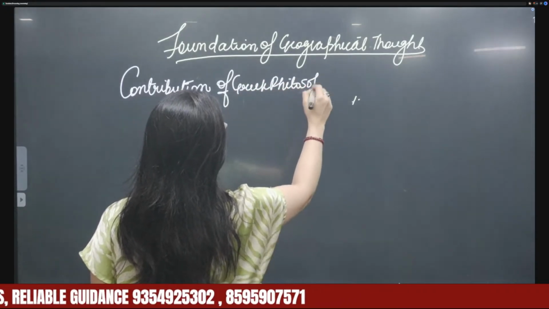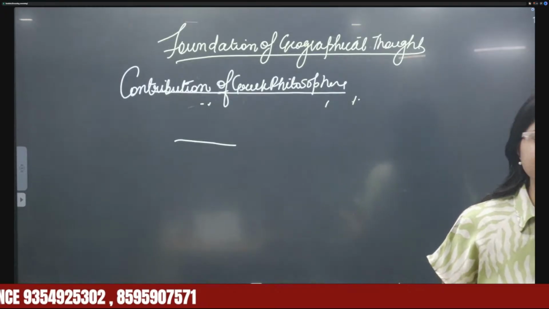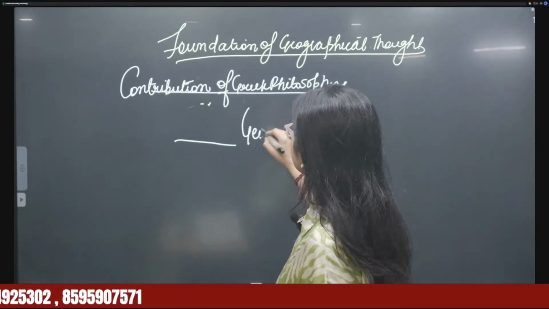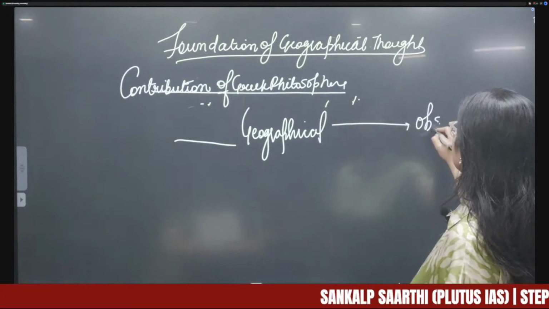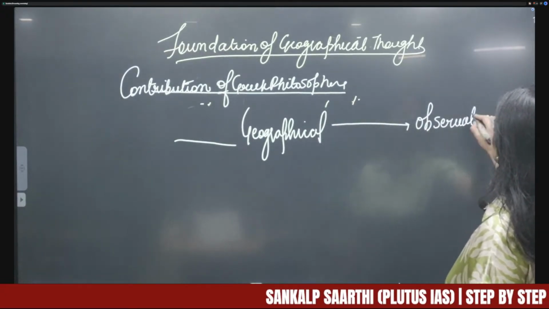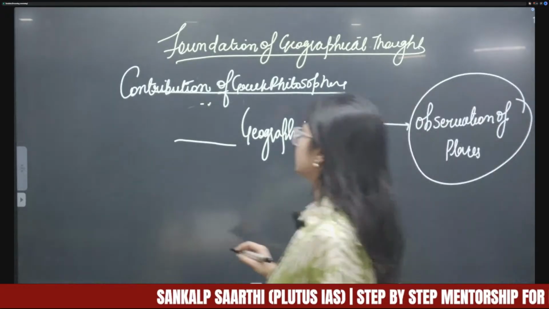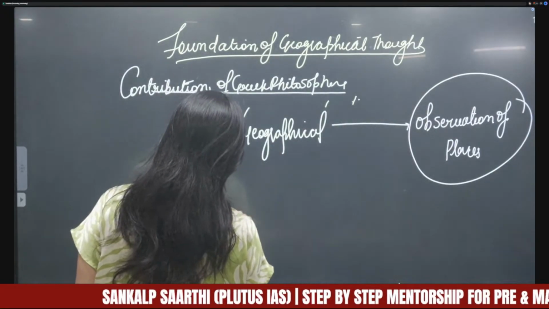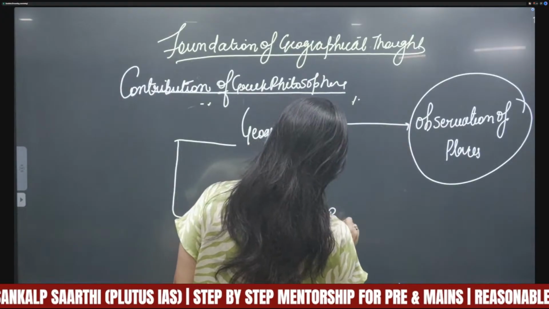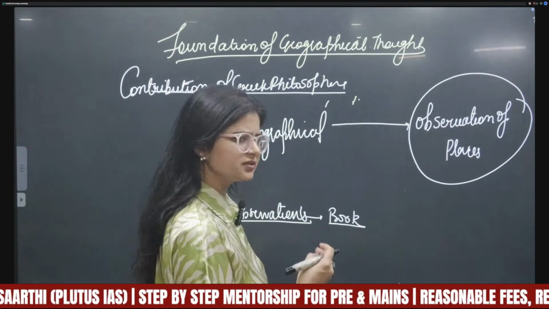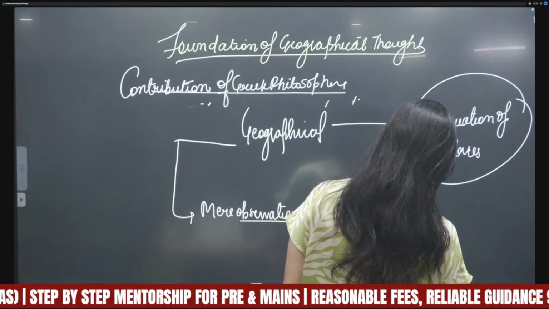So what is the contribution of Greek philosophers? Write down. Why only Greece? I told you, because it was near to agency. Again, why was geographical thought developed by them? Because they were observing. Everything they did was through observation of places. Even if you go to the historical accounts of the earlier books, you will get to know that through mere observation they wrote the whole book. So what did it include initially? Just the names of the places, how the places have developed, what they include, everything.